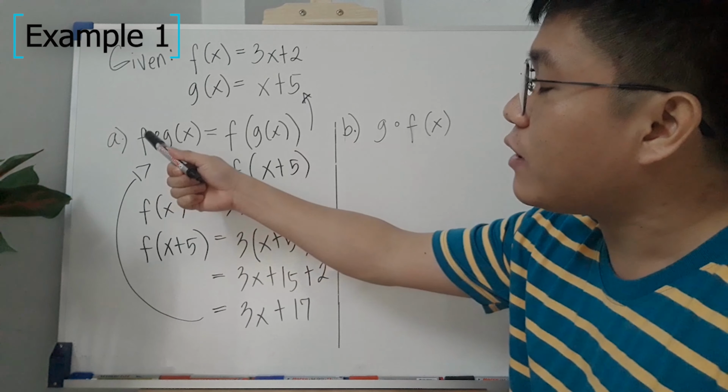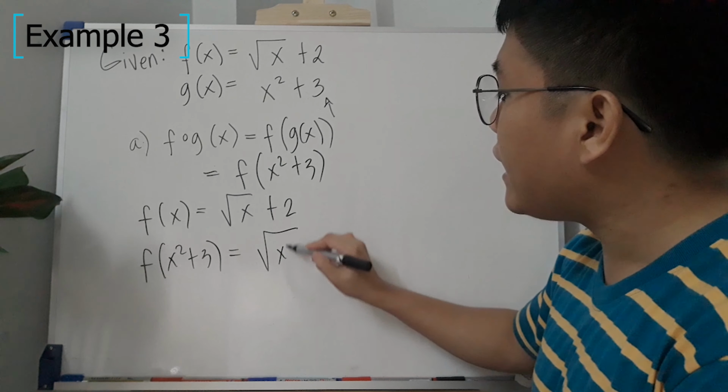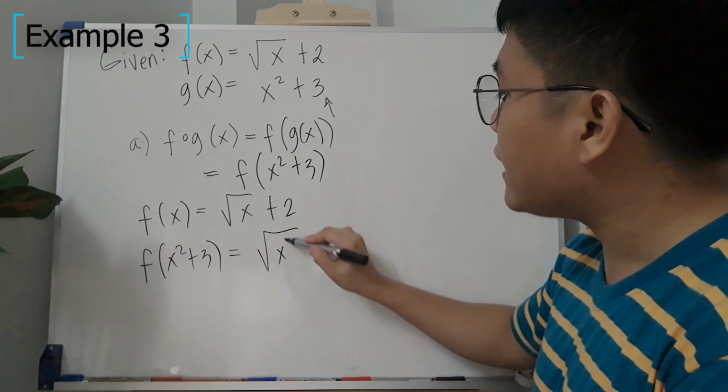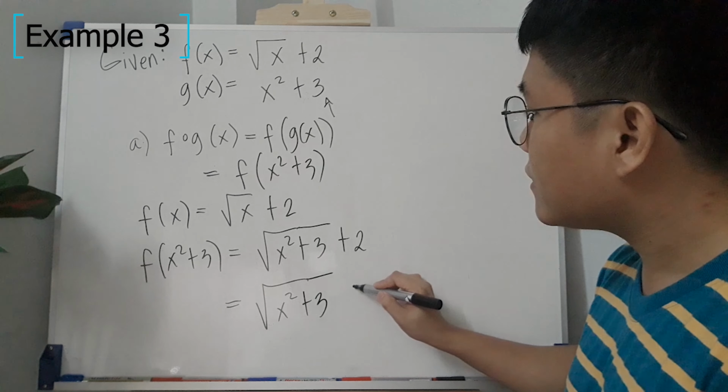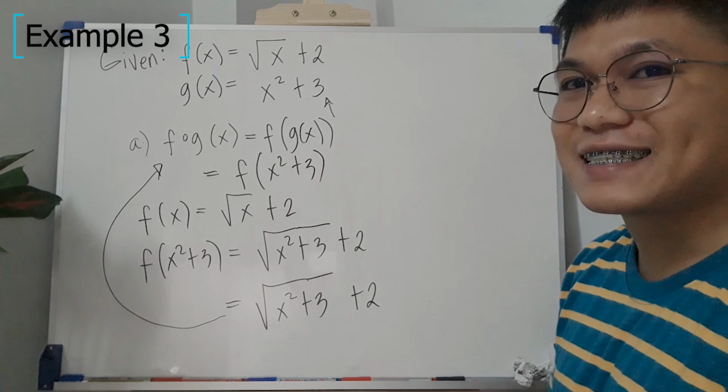And then going back to our given, f of x is equal to square root of x plus 2. Replace x with x squared plus 3, which is equal to square root of x squared plus 3 plus 2. Okay, since we cannot simplify this one any further, therefore, square root of x squared plus 3 plus 2 is the value of our function f composed with g of x.